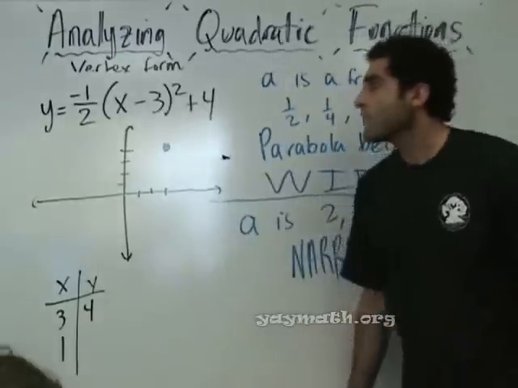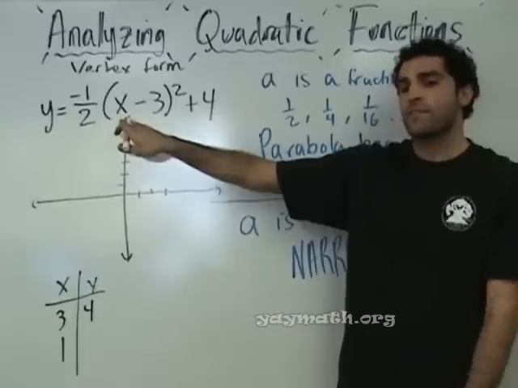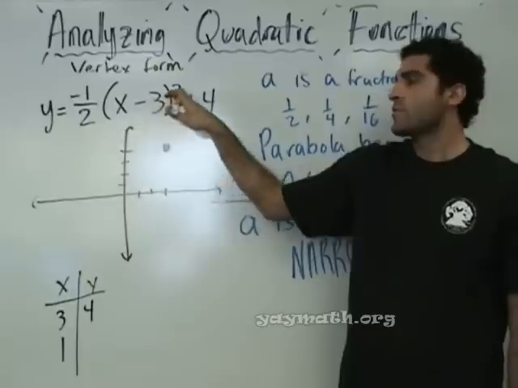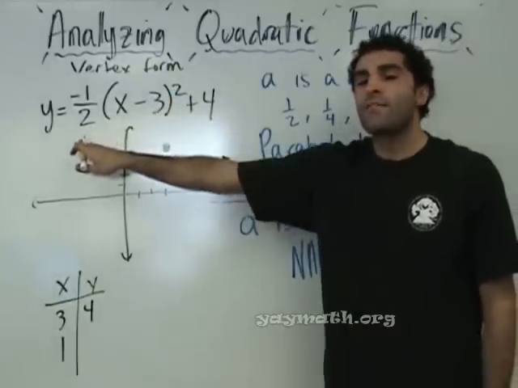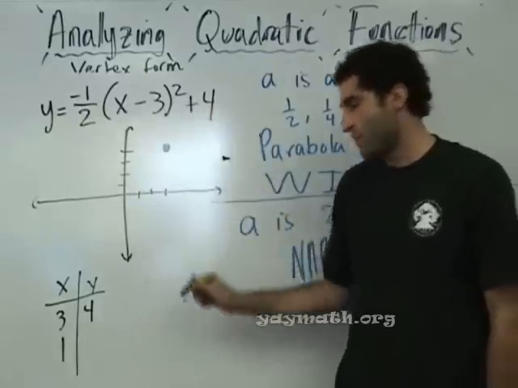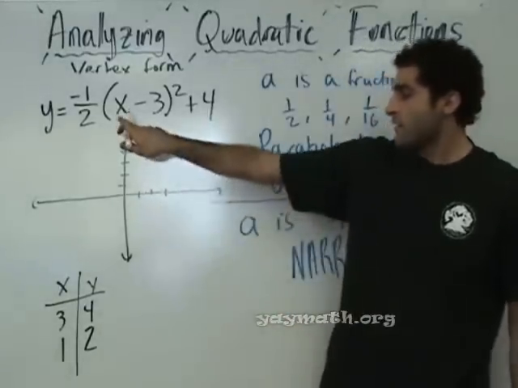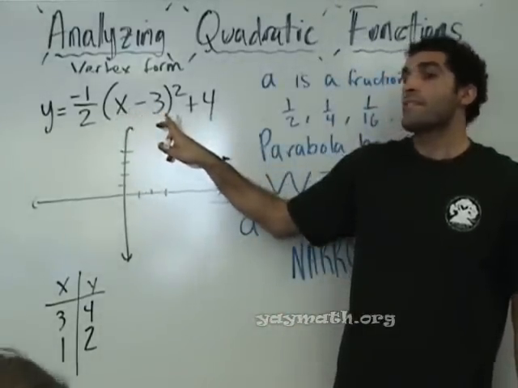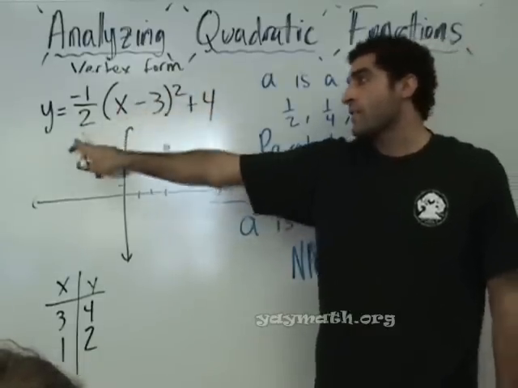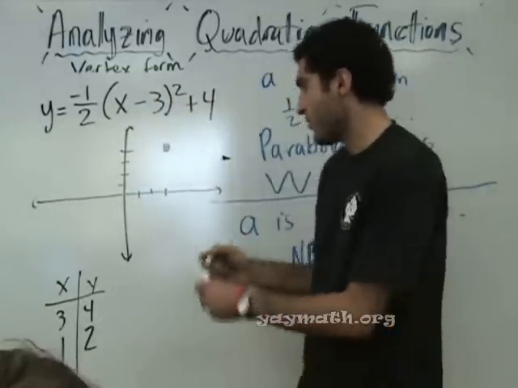Okay, we'll walk through it together. 1 minus 3 is negative 2. Squared comes first. Negative 2 squared is 4, times negative a half is negative 2, plus 4 is 2. So we get the point (1, 2).